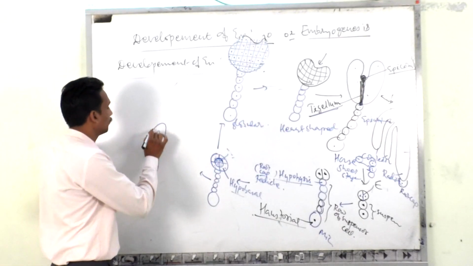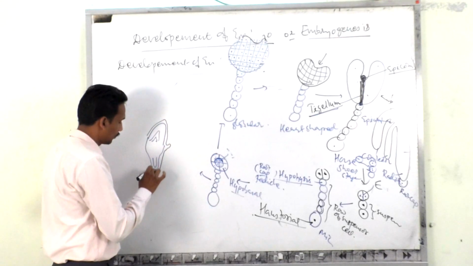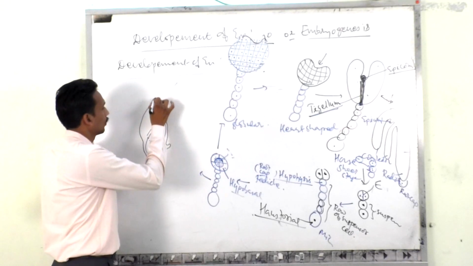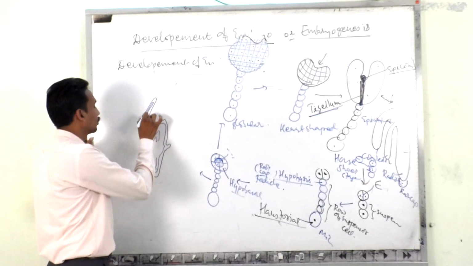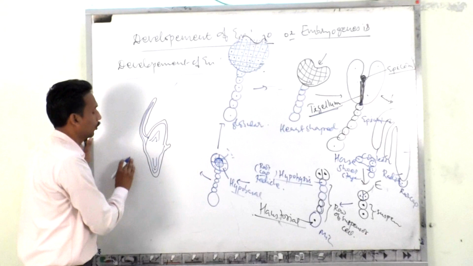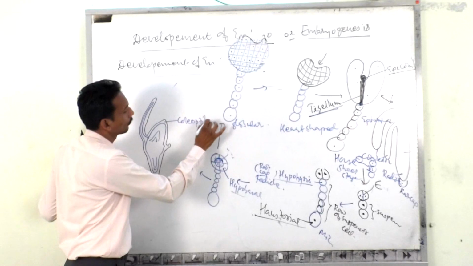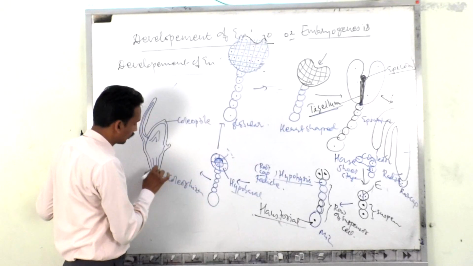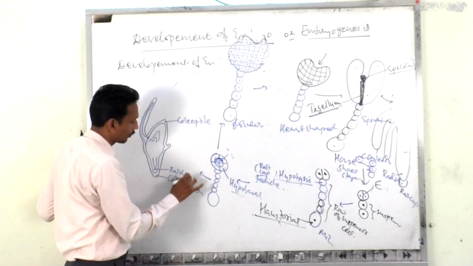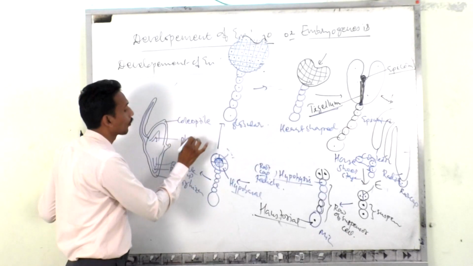Just observe that particular diagram here. Look at this. This one is nothing but the scutellum. This structure is called the coleoptile. This one is called the coleorhiza. This one is nothing but the root cap region. This one is the radicle. This one is the plumule, or you can say the shoot apex.